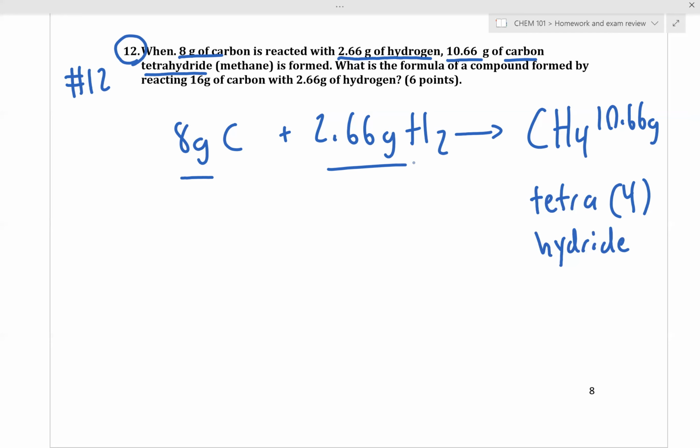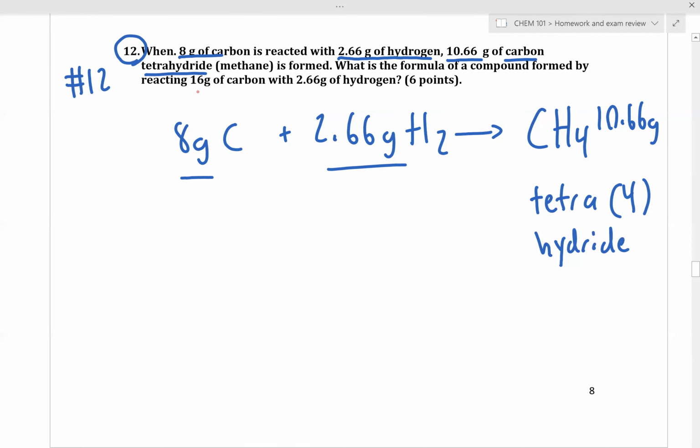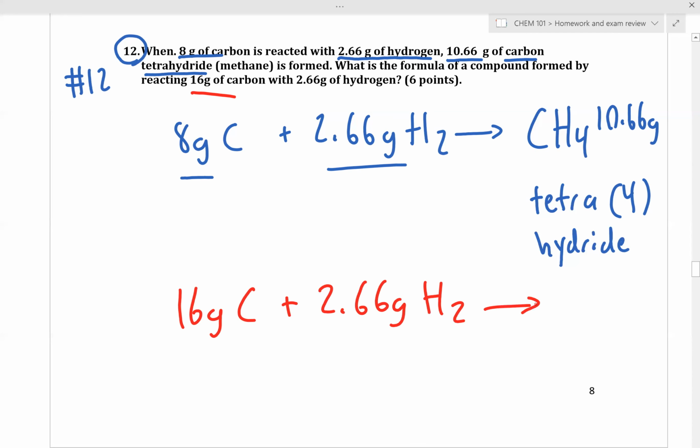Okay, perfect. Now let's look at our second experiment. In our second experiment, we took 16 grams of carbon and reacted it with 2.66 grams of hydrogen. And in turn, we get 18.66 grams of an unknown compound. However, by looking at the masses of each element used in this reaction, we can relate the mass of each element used to the number of atoms in our product.